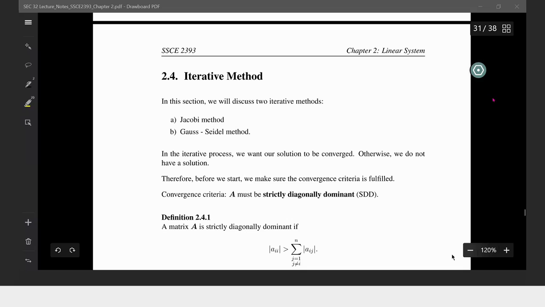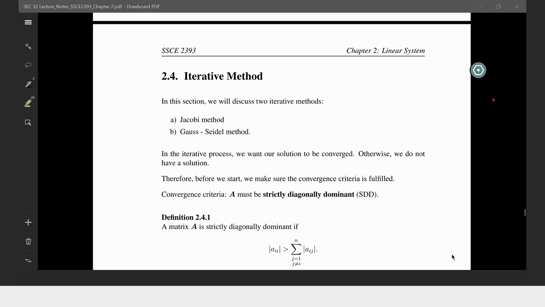Alright, so 2.4 iterative method. We have two methods in this part. The first one is Jacobi, second one is Gauss-Seidel. As the name of this subtopic suggests, it is iterative, so along the calculation we are repeating the same process, just like what you have done in chapter 1. In chapter 1 you have three methods, all of them are iterative.